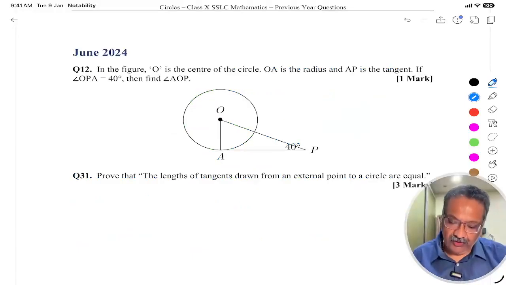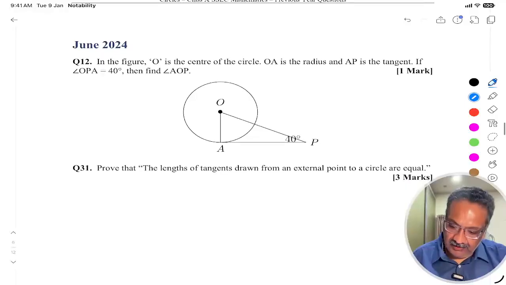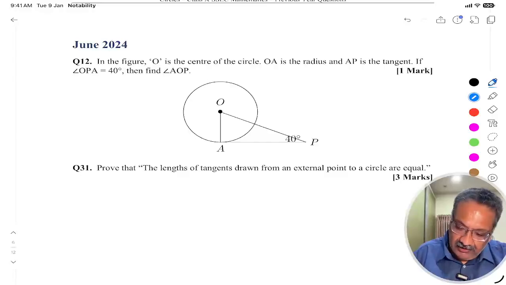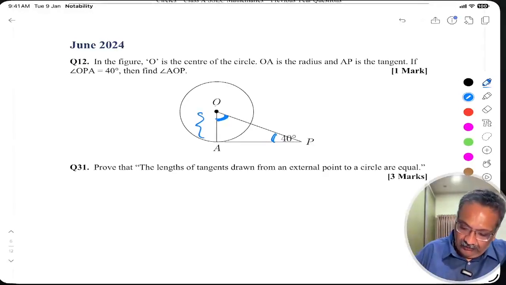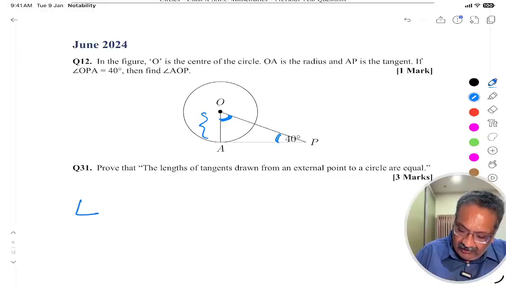Okay, June 2024 question. See, this is a 1 mark question, this is not an MCQ, so you will have to write a little bit. See, in the figure, O is the center of the circle. Okay, so O is the center, OA is the radius, and AP is the tangent. Angle OPA, this angle is 40 degrees. Find angle AOP. This angle we have to find. Now, first what you can say is this. We know angle OAP is equal to 90 degrees.